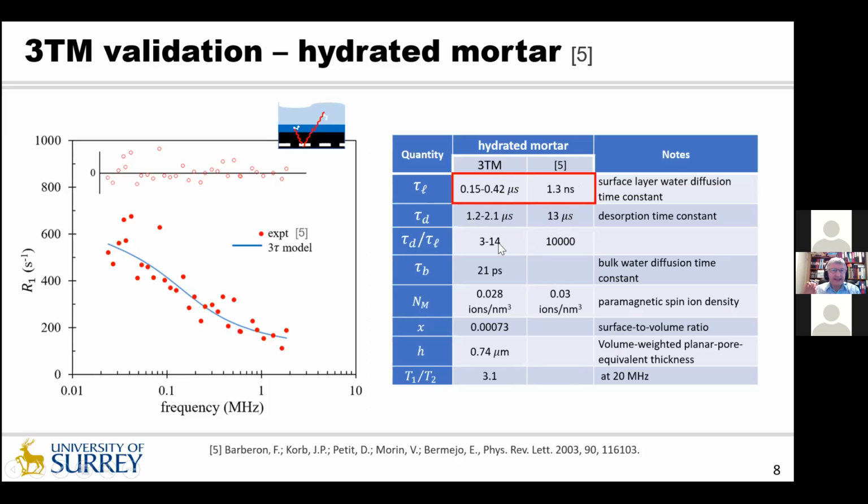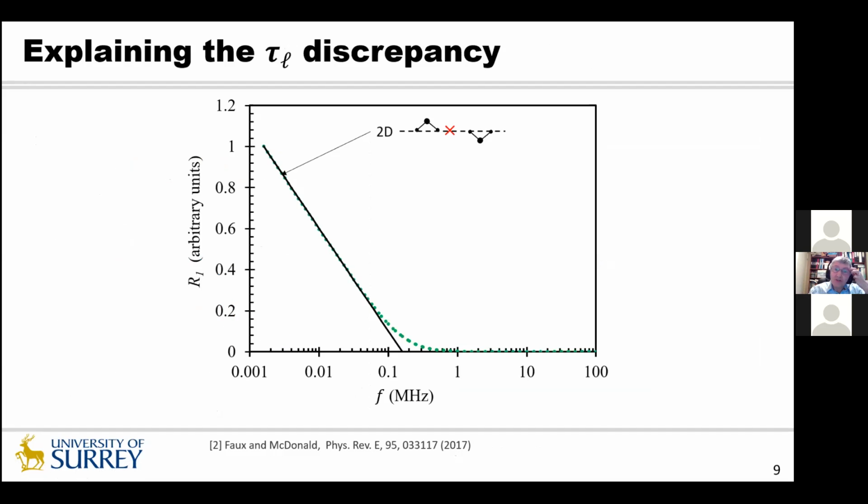And in doing this, we discovered something quite interesting. So what you're looking at now is an explanation for the tau L discrepancy. It's just a difference in the style of the models. The two curves that you see, the green dotted curve and the straight black line, are results for a 2D system, which is essentially the Korb model, with two water molecules here in the surface layer water, which is presumed to be a pure 2D system with the water diffusing with respect to fixed paramagnetic ions at the surface, i.e. within this 2D layer.